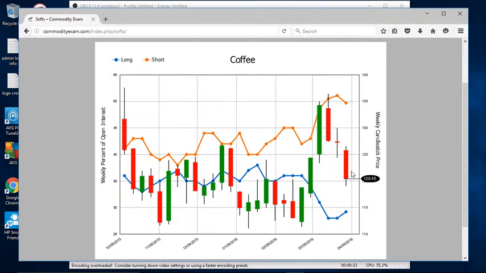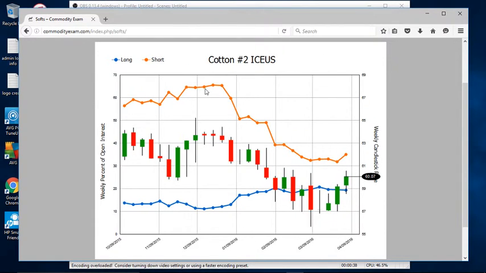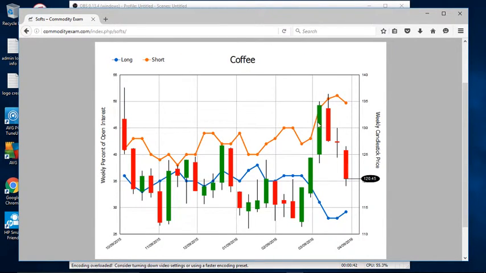I'll work with you a little bit here on understanding these charts. We're looking at a chart of coffee. Oopsie, come back here. Back here, coffee. Okay, and sorry about that.